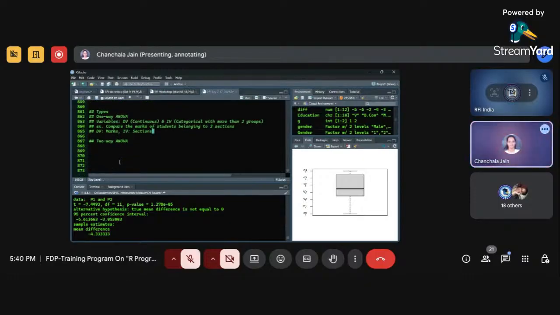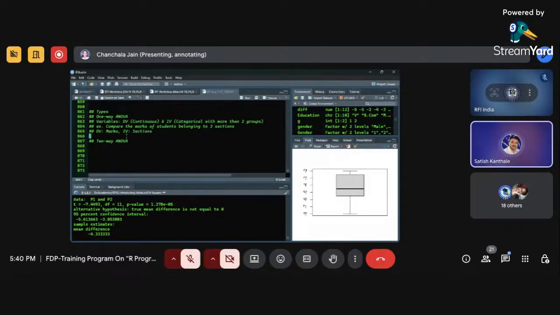Done. So I hope one-way ANOVA is simpler to understand. Here we will say there is no significant difference in the mean marks of students belonging to three sections, right? Clear?